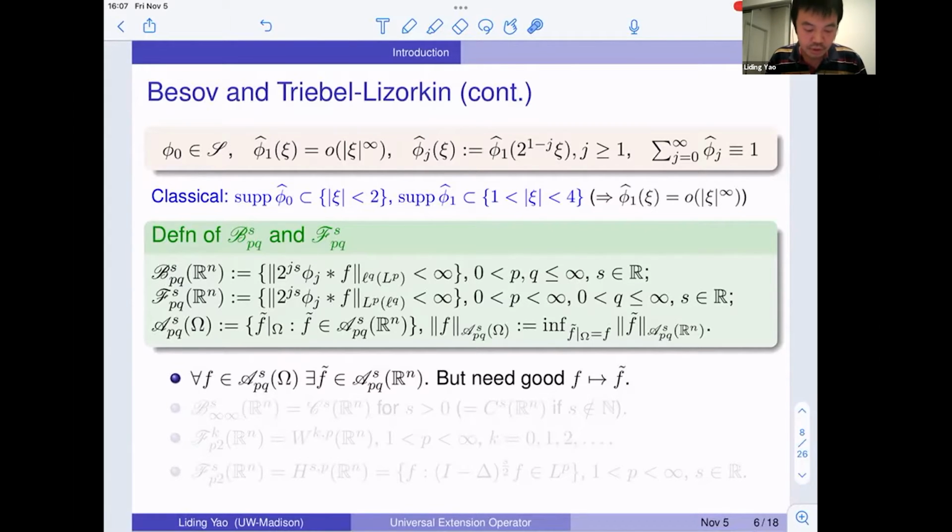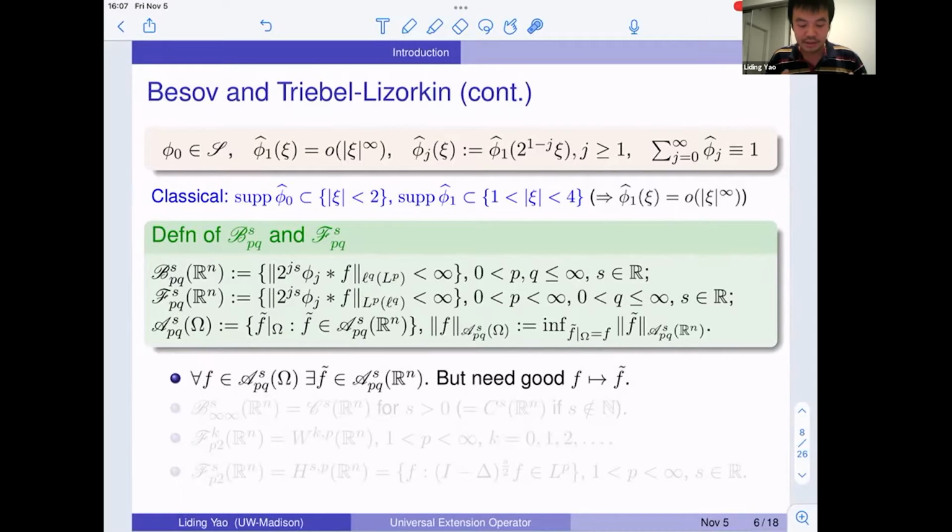Okay. So the Besov space and Triebel-Lizorkin space are defined by fixing one version of such phi. And then for an open set omega, our definition of Besov and Triebel-Lizorkin space is to be the restrictions of those functions defined on R^n. This A here always refers to either Besov space B or Triebel-Lizorkin space F. I think this is the standard notation.